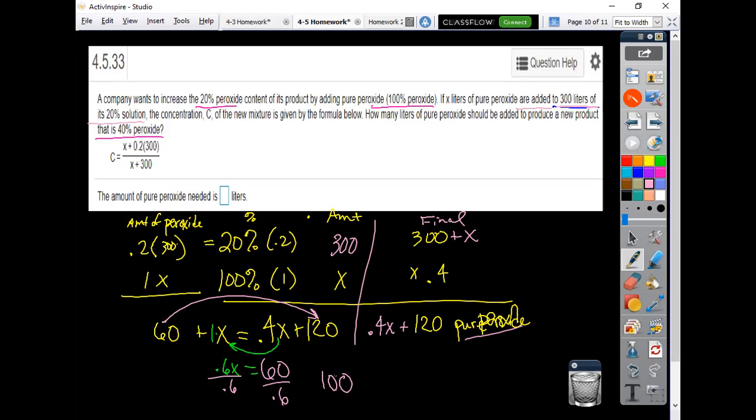You could go back and substitute that in, but that would be the way I would set that problem up to explain it. So 100 liters of the pure peroxide, which is what my X was. For the problem I had, that's how I would set it up and work that problem.